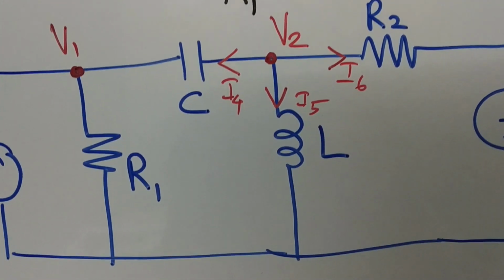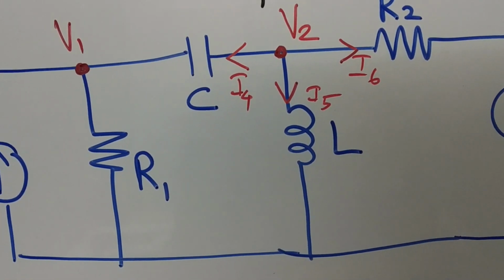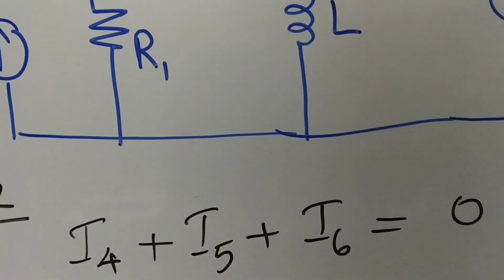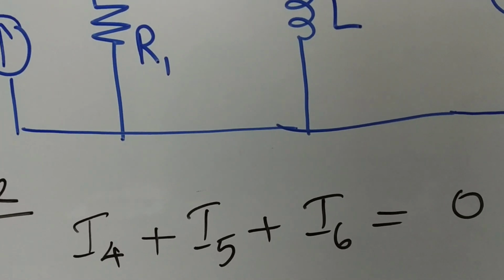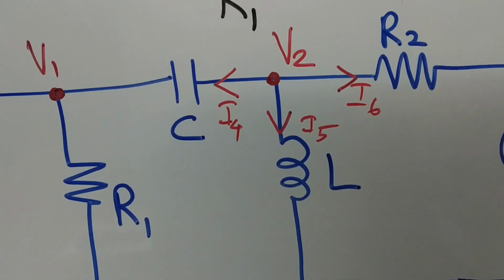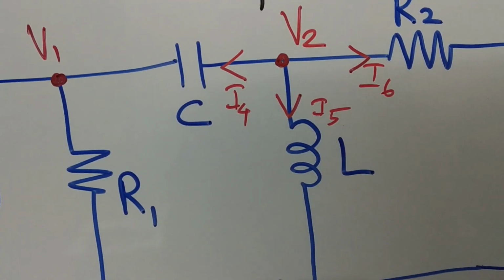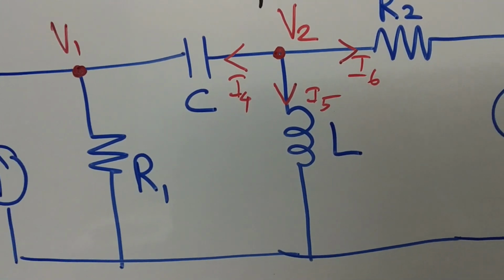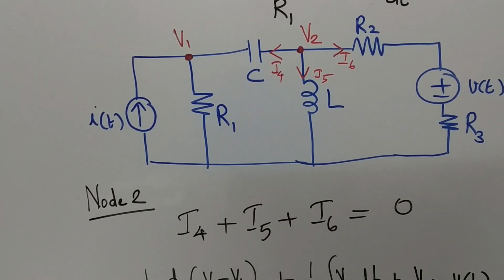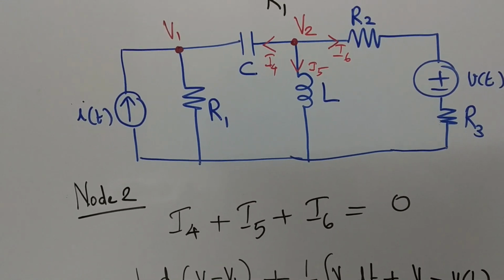So what will be the node equation here? With respect to the second node, all are leaving, right? So you take I4 plus I5 plus I6 equal to 0. That is, sum of current entering is equal to sum of current leaving. Here there is nothing entering, so that is 0, and the sum of leaving is I4 plus I5 plus I6. Now we will have to write down what I4, I5 and I6 are.